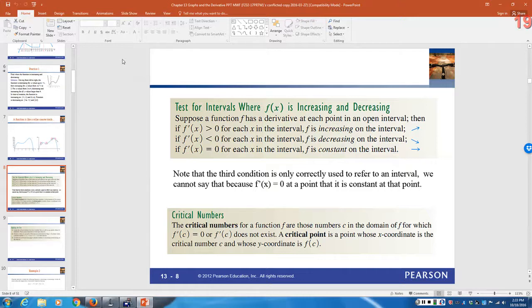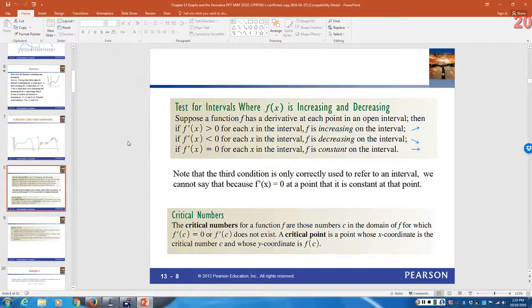And if f prime of x is equal to 0 for all of the x values on some interval, then f is constant on that interval. In other words, it's horizontal. And note that the third condition is only correctly used to refer to an interval. We can't say that f prime of x at a point means it's constant at that point, because at any point, the function is neither increasing, decreasing, nor constant. It's just simply a value. Increasing and decreasing refers to slope, and you can't figure out slope from one single point, although you can figure out a rate of change using calculus for that point.